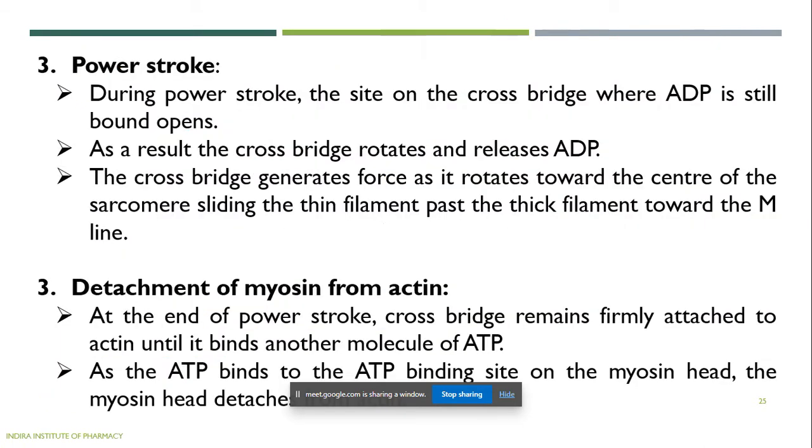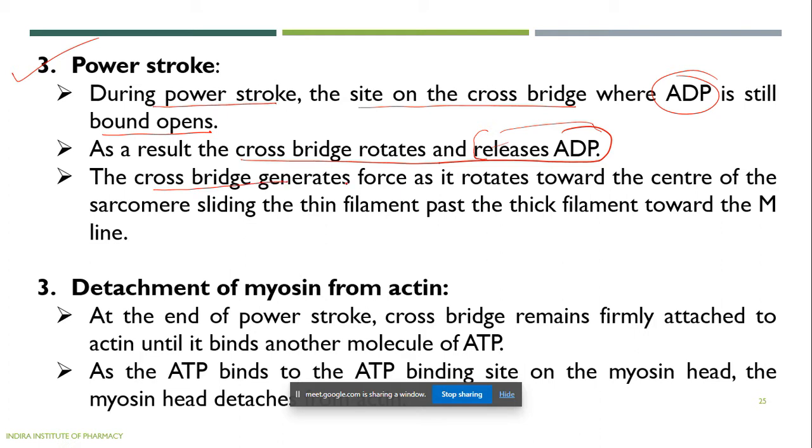Okay, so the next step is the power stroke. Once the cross bridge is formed, it gives rise to the power stroke. During the power stroke, the site on the cross bridge where ADP is still bound opens up. It is now exposed. As a result, the cross bridge rotates and releases ADP. So the second important thing in the third step is the release of ADP. In the second step there is a release of phosphate, in the third step there is a release of ADP by means of rotation of the cross bridge.